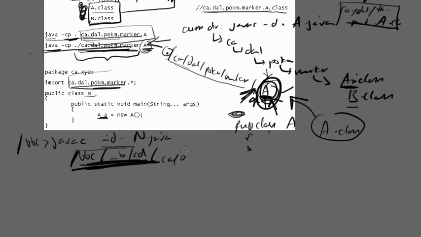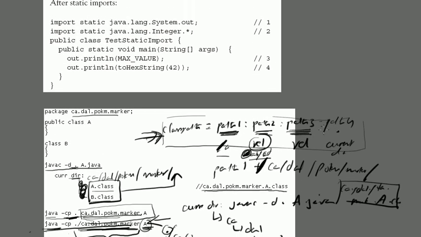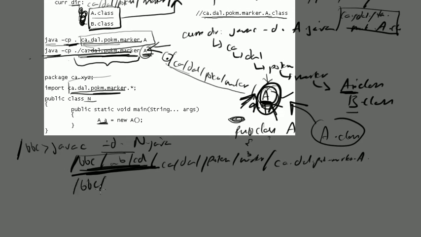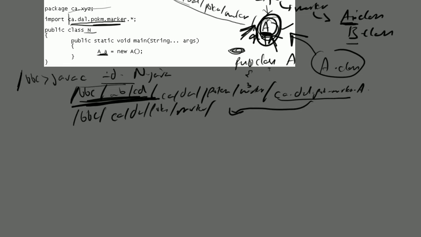So it does ca dal pocum marker slash, and it tries to find ca.dal.pocum.marker.a.class. If it doesn't find it, then it does the same thing for path 3. Now it goes to the current directory, which is slash bbc, and then does the same ca dal pocum marker, and again tries to find it by the fully qualified name. And that's how javac goes about finding the exact location of a class file.